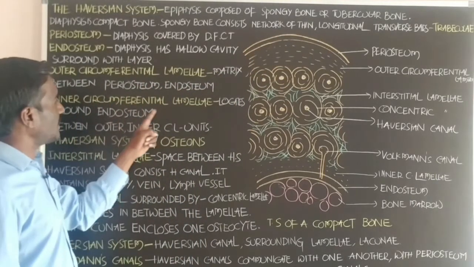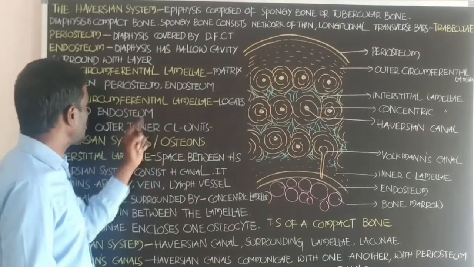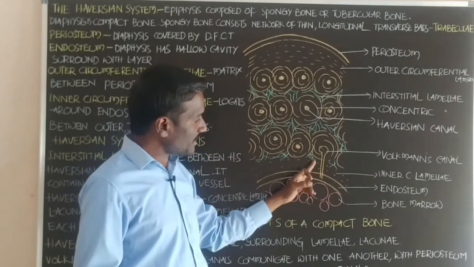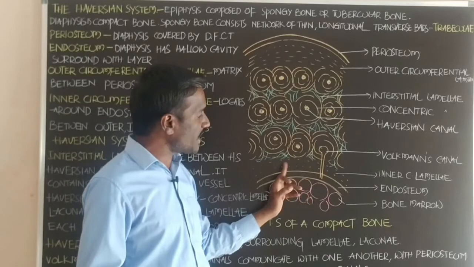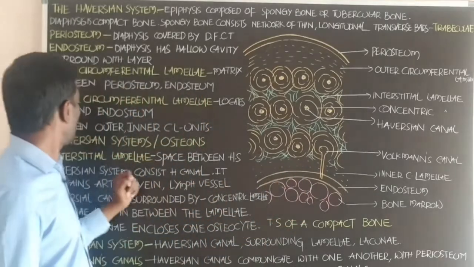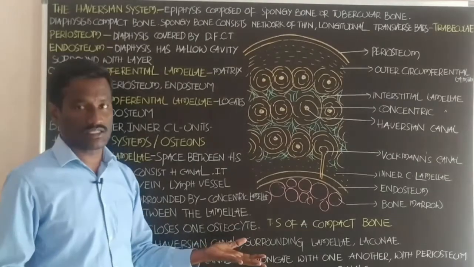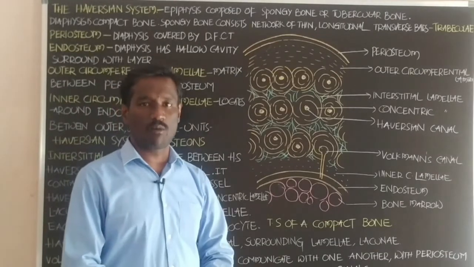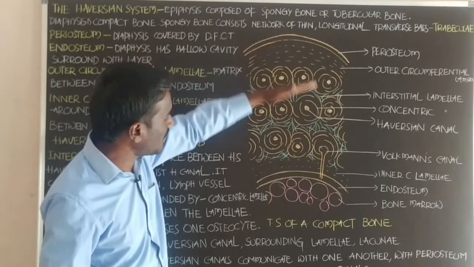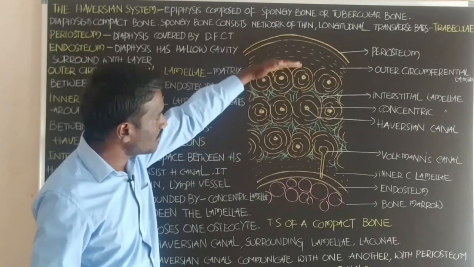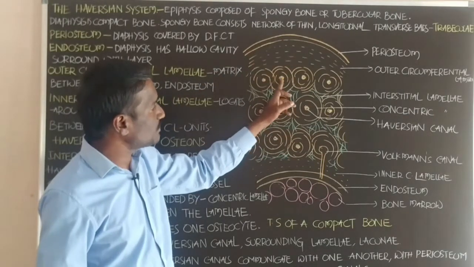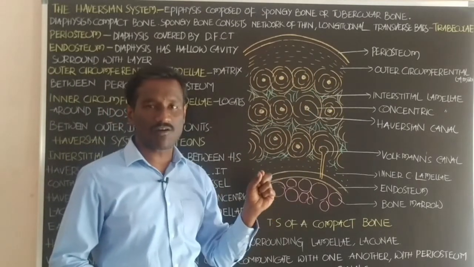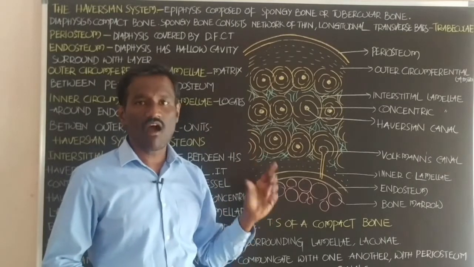Next, the inner circumferential lamella. It is located around the endosteum. Between the outer and inner circumferential lamellae, there are many unit-like structures. Each one of these units is called a Haversian system, or osteon.